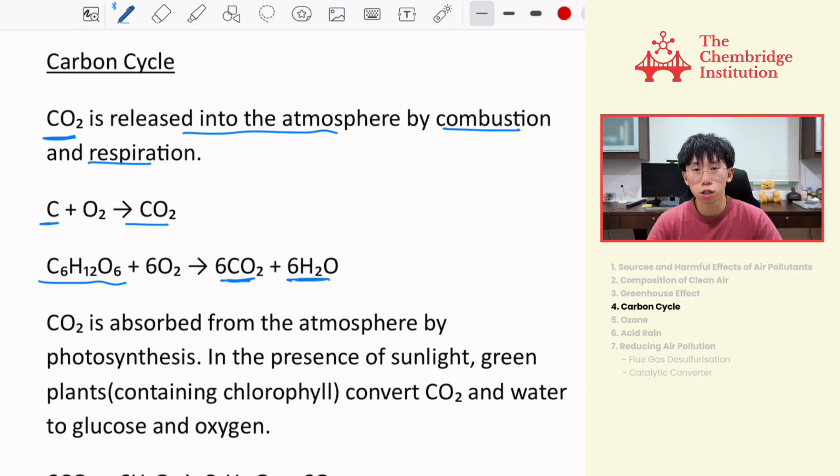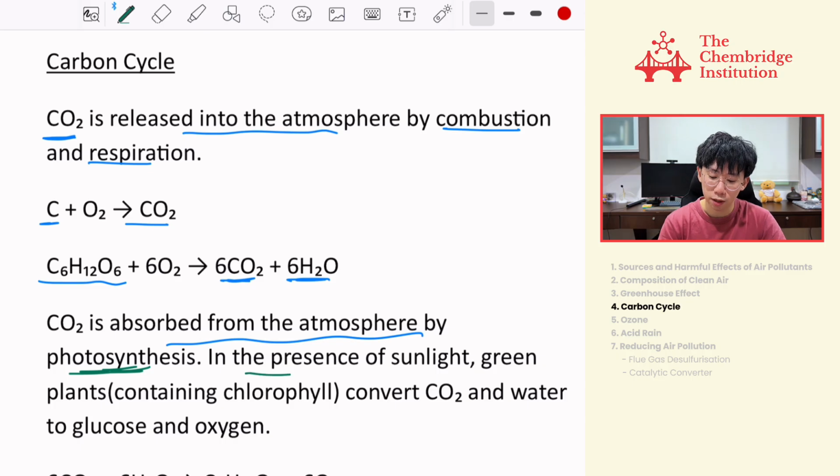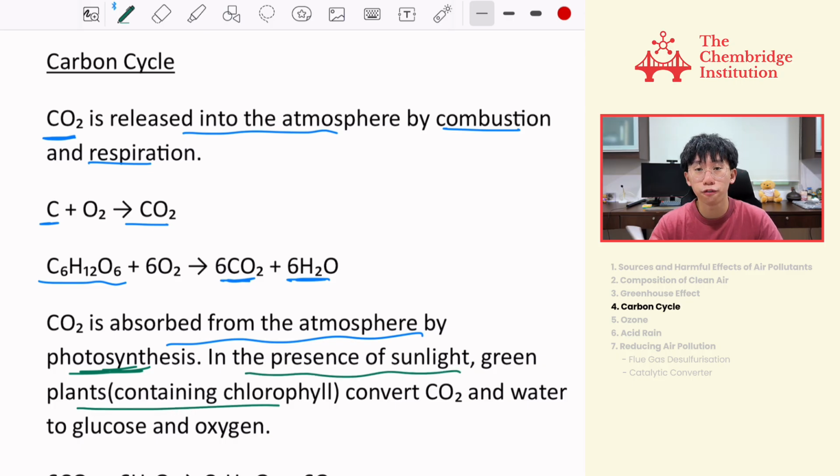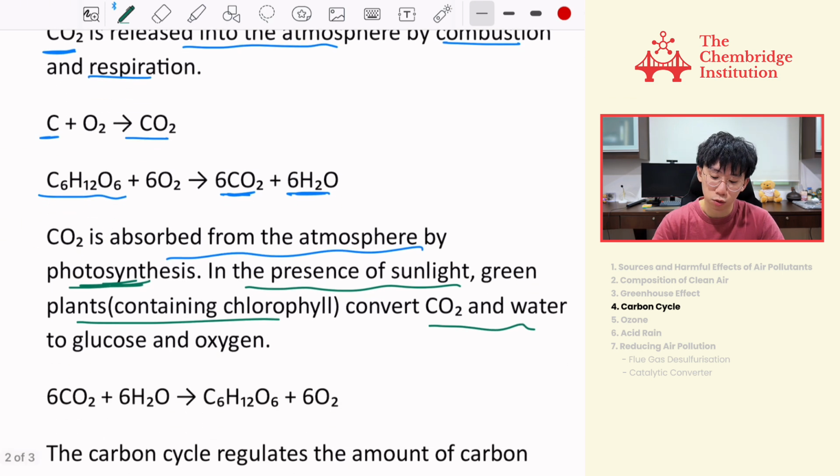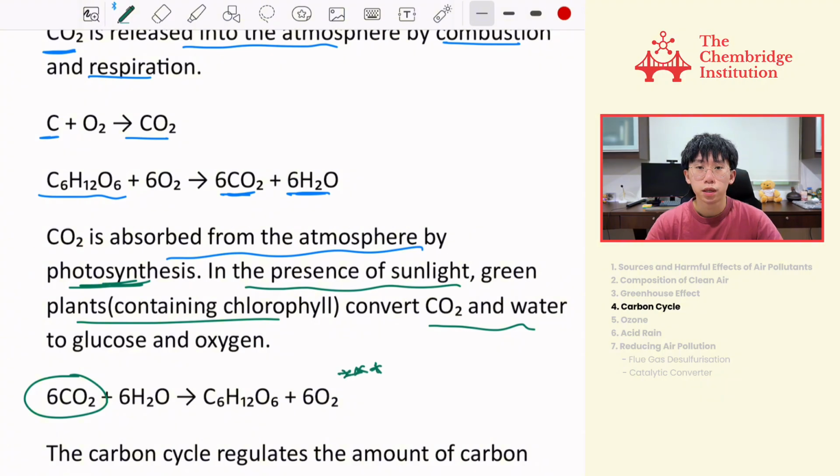Now, CO2 is also absorbed from the atmosphere by this process called photosynthesis. Those of you who do bio should be very familiar with it. Photosynthesis: in the presence of sunlight, your green plants that have chlorophyll convert CO2 and water into glucose and oxygen. So you will take away CO2 over here. And you should know this equation as well. If you realize, it's just the opposite of the respiration equation.